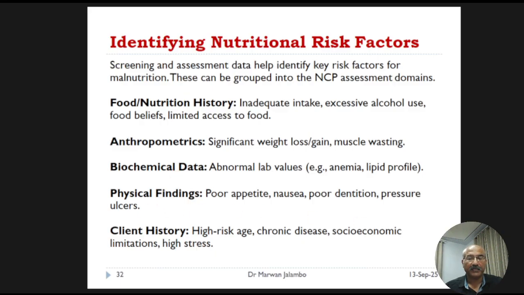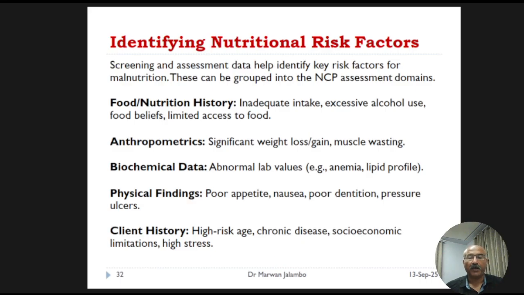Physical findings that are concerning include poor appetite, digestive issues, or non-healing wounds like pressure ulcers. And the client history risk factors include things like being very young or elderly, having a chronic disease like diabetes or cancer, or facing socioeconomic limitations and high stress levels. Finding any of these should prompt you to dig deeper.